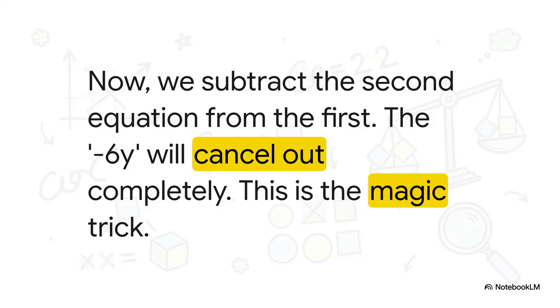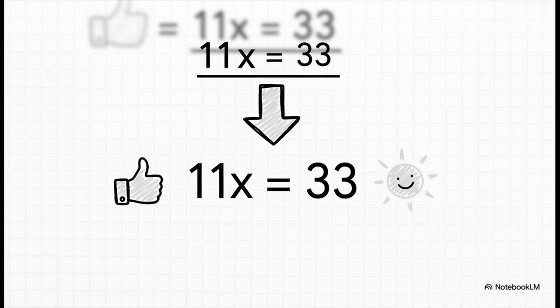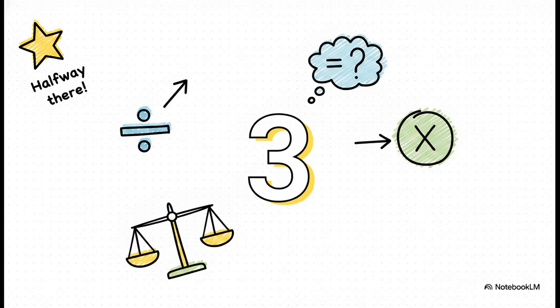Perfect. And now for the magic trick, the elimination itself. We're going to subtract that second new equation from the first one. And think about it. When we take negative 6y and subtract another negative 6y, they just cancel each other out completely. They're gone. And once the dust settles from that subtraction, we're left with this beautiful, simple equation: 11x equals 33. We've just turned a complicated problem with two variables into a super easy one with just a single variable. The hard part is pretty much over. And to solve for x, what do we do? We just divide 33 by 11. And there it is. x equals 3. Boom. We've got our first value.